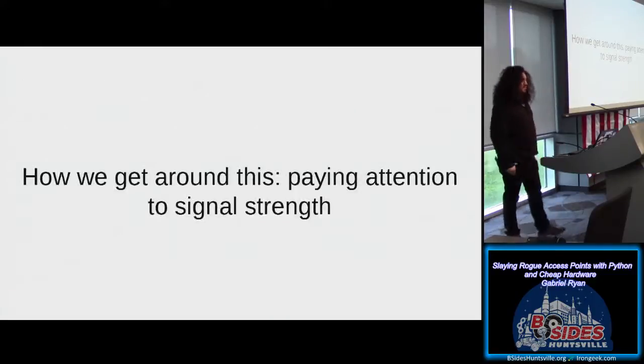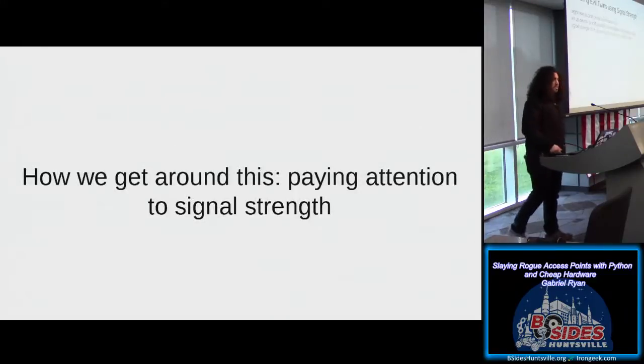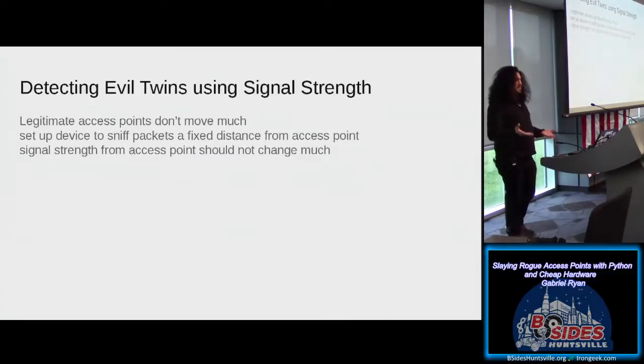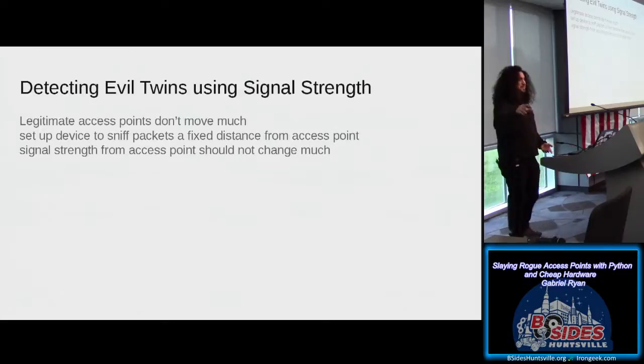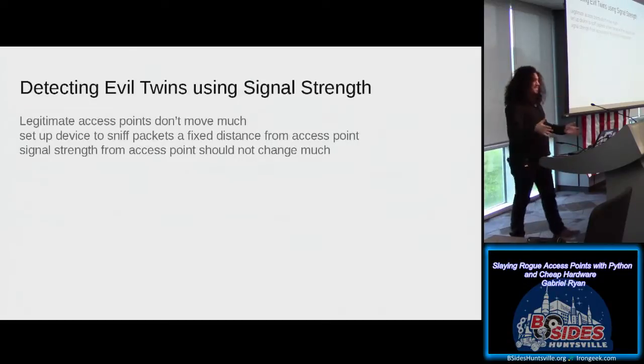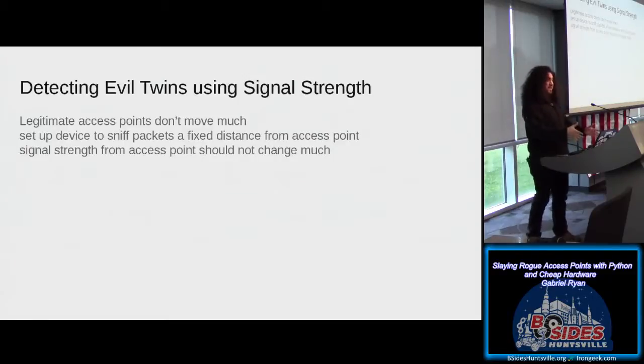Well, we can pay attention to signal strength. Wireless access points, in theory, shouldn't move around very much. If I have a wireless router or a wireless access point and I set it up somewhere, it's not going to migrate from one side of the room to the other, you hope. So let's say that I have a wireless access point set up right here.